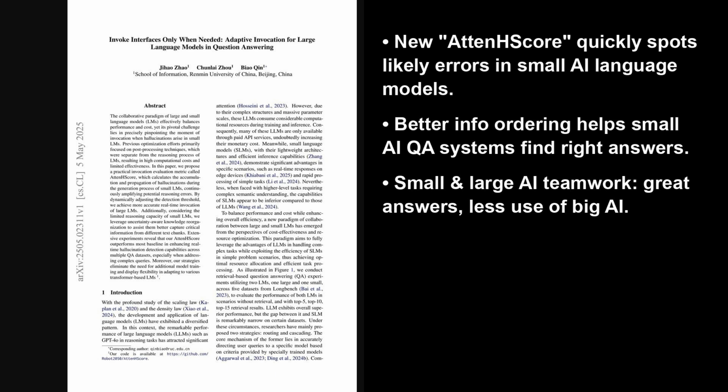So to wrap up our look at this research, it is clear the proposed AttenHScore is a really promising way to detect, in real time, when a small language model might be, well, hallucinating. This, along with smart strategies like uncertainty-aware re-ranking for systems using Retrieval-Augmented Generation, or RAG, enables a very effective collaboration. Ultimately, this means getting high-quality answers more efficiently, striking that key balance between performance and cost.